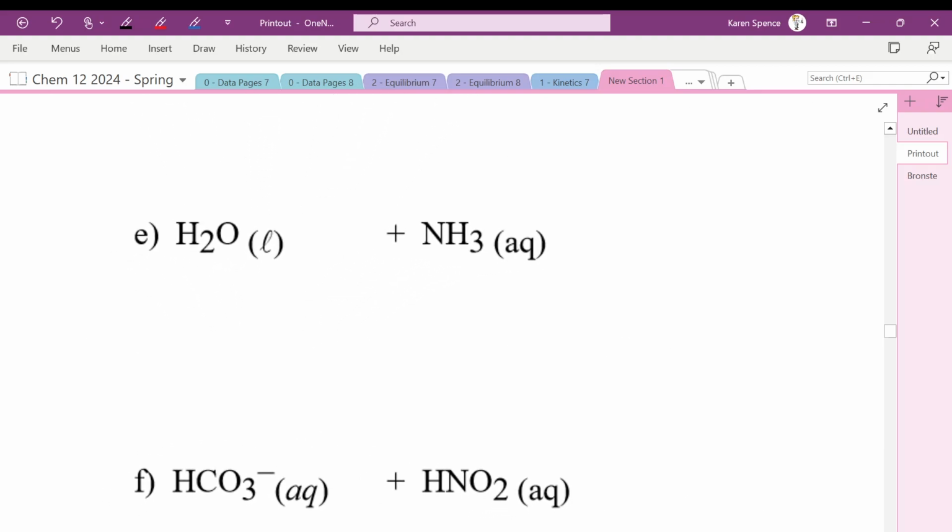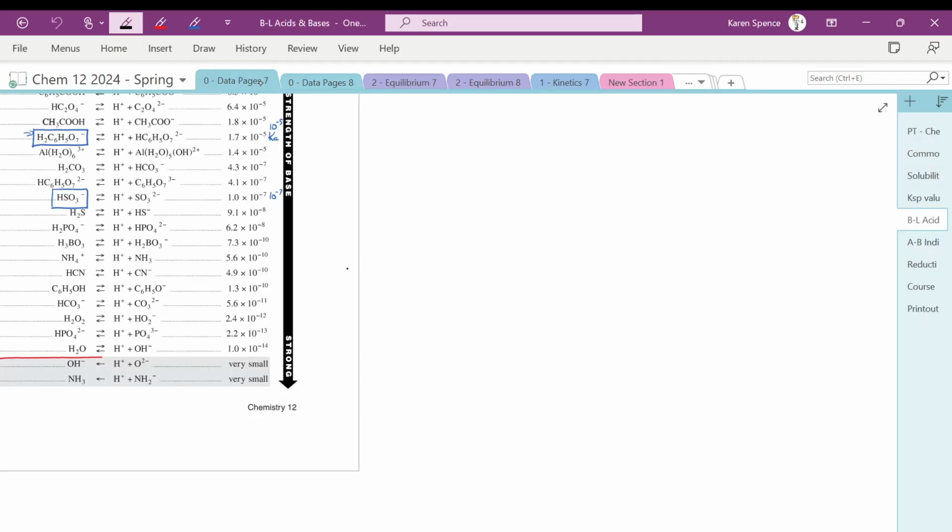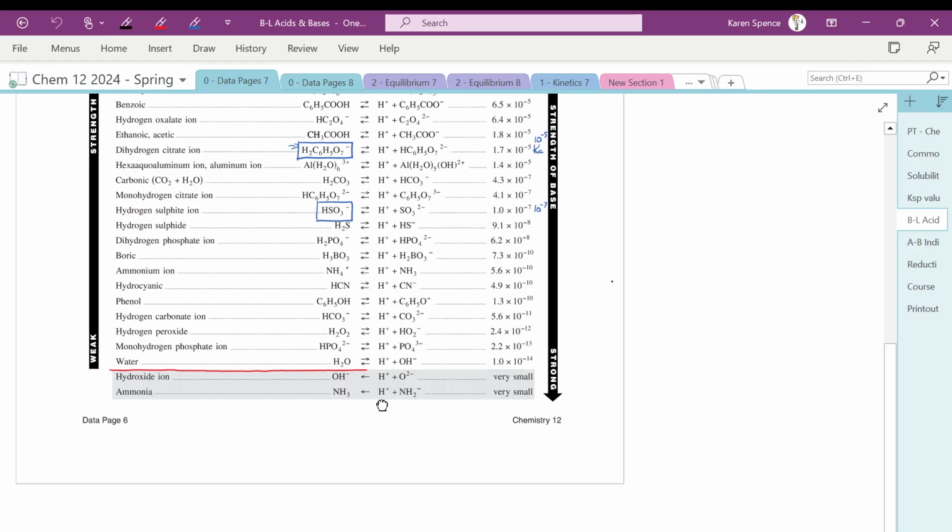So I'm going to take a look, and I've got water. Now, we know that water is amphiprotic. And if we don't know that water is amphiprotic, now we do. Yes? Okay. So what water is going to do depends upon what NH3 does. So let's look and see what NH3 does on our data pages. Okay? So here we go.